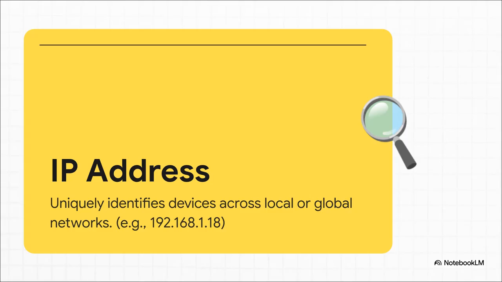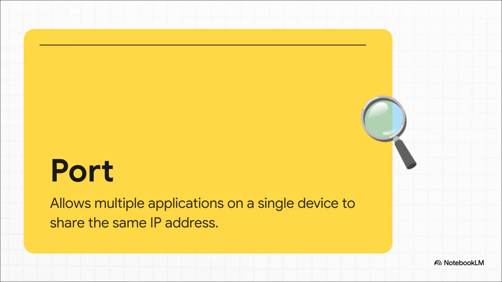So to get a little more technical, an IP or Internet Protocol address is just that unique numerical label that's given to every single device on a network. It's literally how computers find each other. That string of numbers right there, a perfect example of a digital street address. And that port number? That's the final destination.